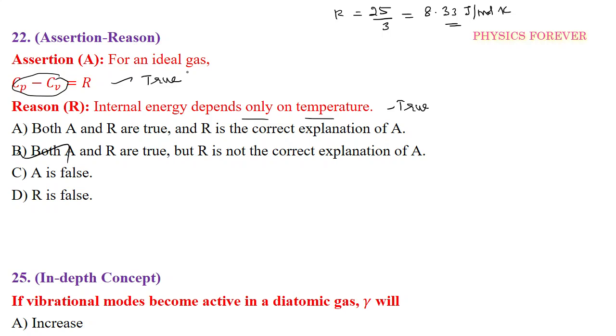You have to remember that for an ideal gas Cp minus Cv is equal to R, that statement is true, and the reason, internal energy depends only on the temperature, that statement is also true, but we have to compare them. If you check whether the reason is correct for the given assertion, it is not correct. The reason is not the correct explanation. Then we have to choose option B. Most of the students pick the answer A. So A is not correct, only B is correct: both the statements are correct, but not the correct reason for the given assertion. That is the important thing.